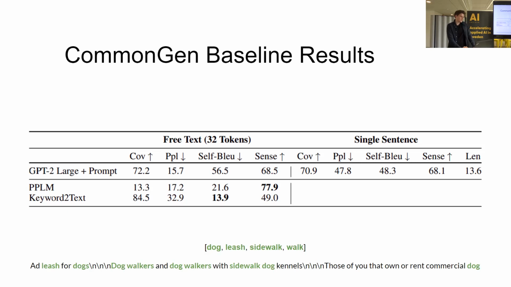Oh, and notice here that PPLM and keyword to text are not part of the single sentence setting. This is because they are designed to generate up to some amount of tokens. We could, of course, cut it at the first sentence, but we don't deem it fair, since maybe it was planning to include it right after the dot or something. So those are only included in the free text.